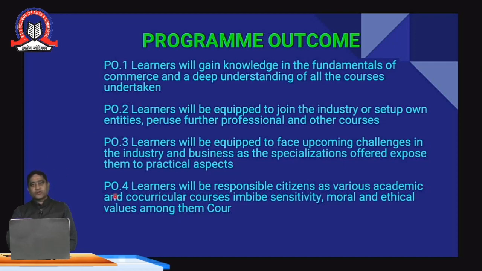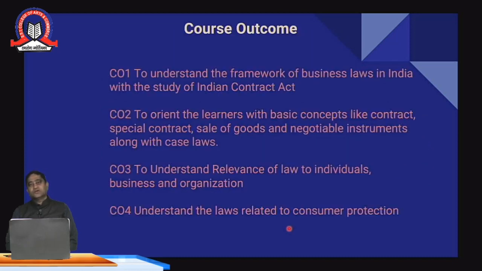Under program outcome 4, that is PO4, the learners will be responsible citizens because they would be studying environmental studies in their different programs, and the various academic and co-curricular courses imbue sensitivity and moral and ethical values among the different courses. So students from this particular program will also be responsible citizens.